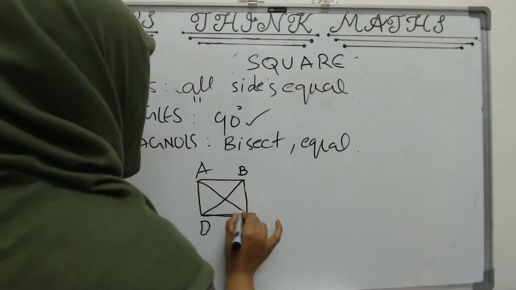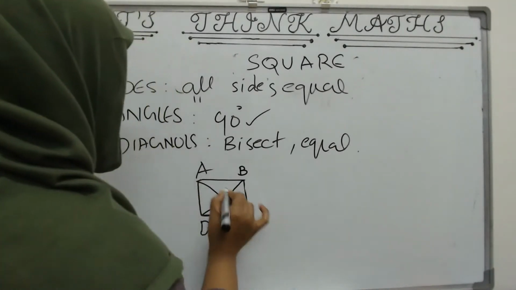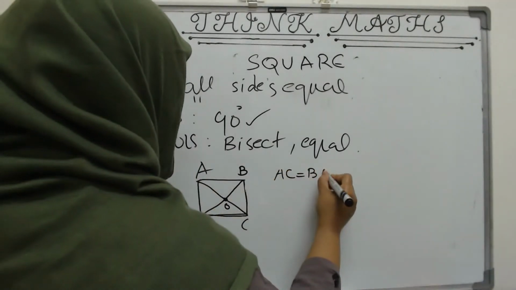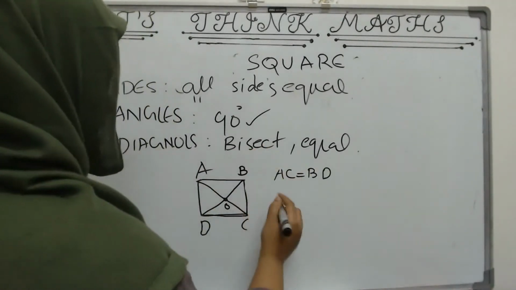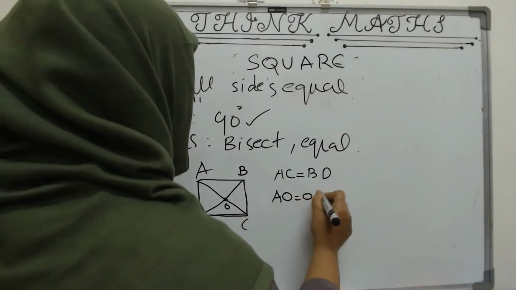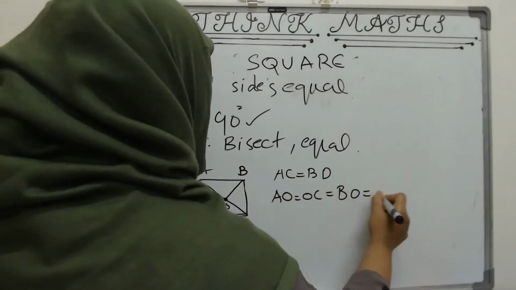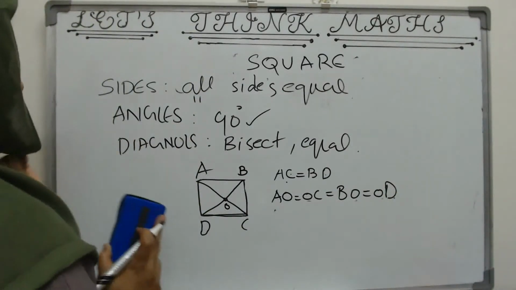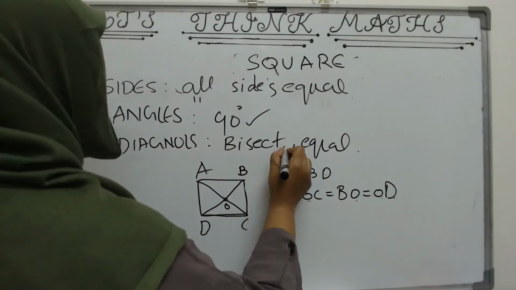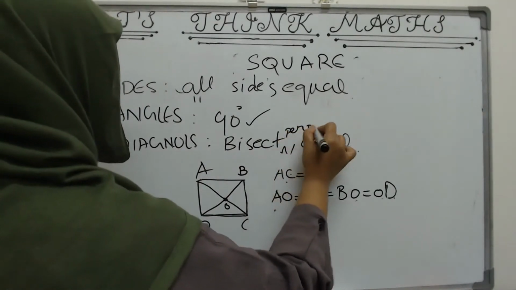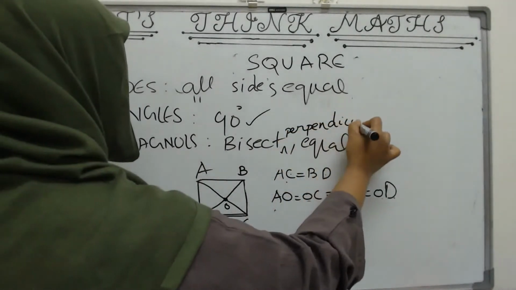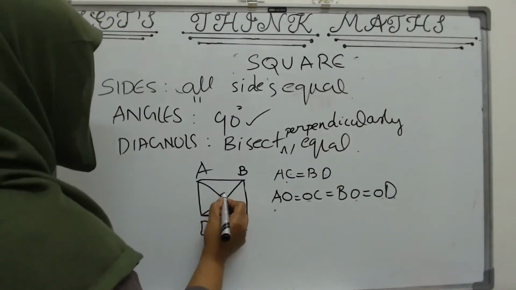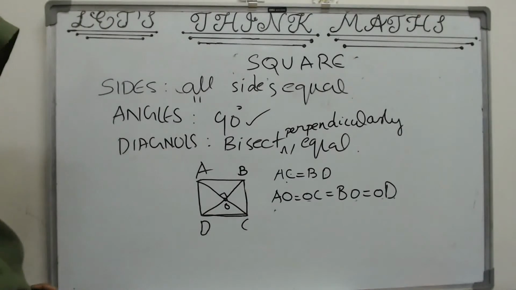Already you have that the diagonals are equal, which means AC will be equal to BD, and they bisect each other, which means AO is equal to OC is equal to BO is equal to OD. Right? To the square we have one more condition. That condition is that it bisects perpendicularly. What does that mean? That means at the place where it intersects at right angles.